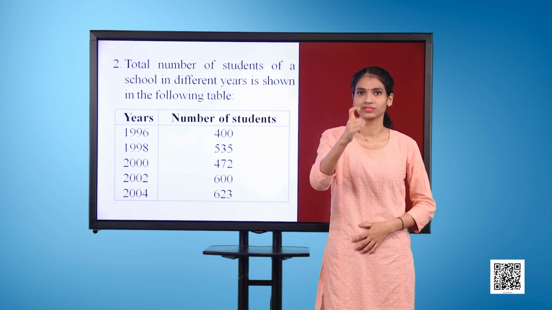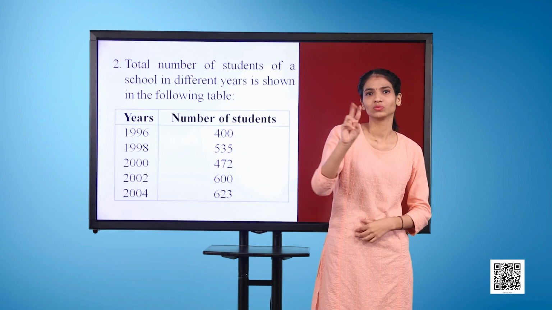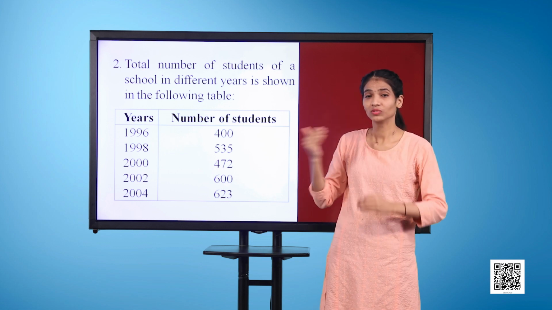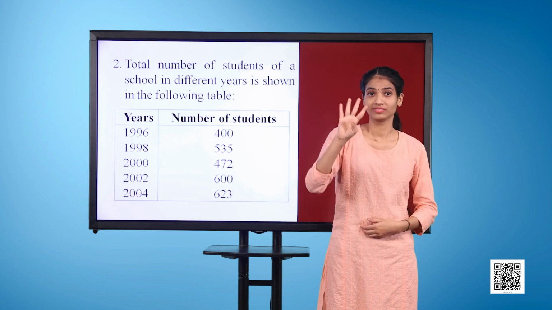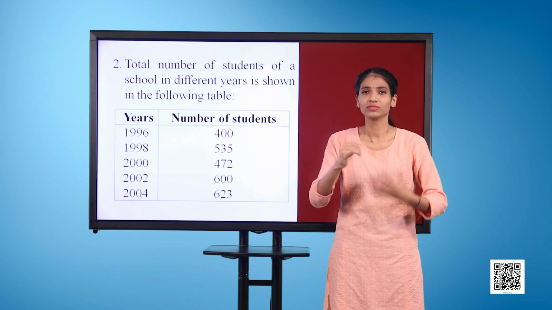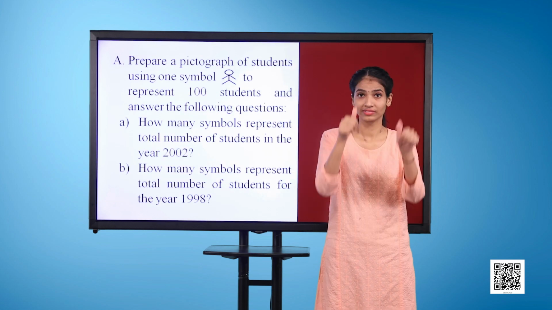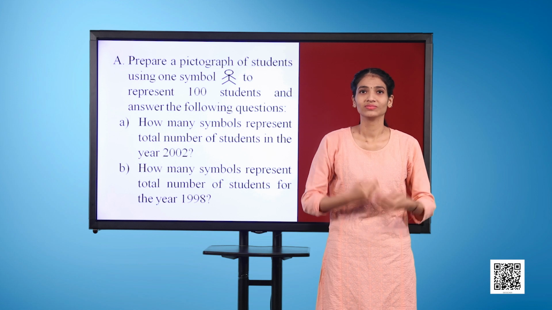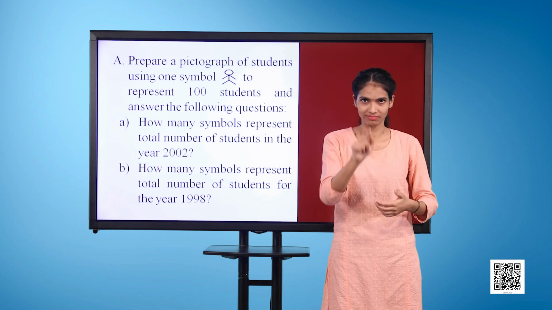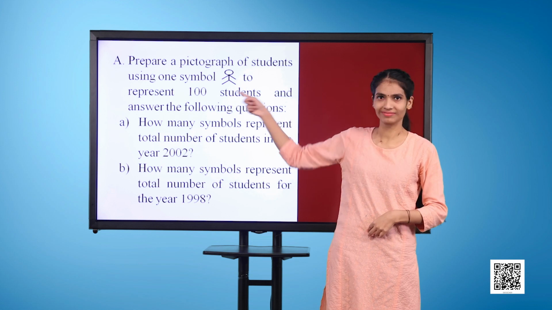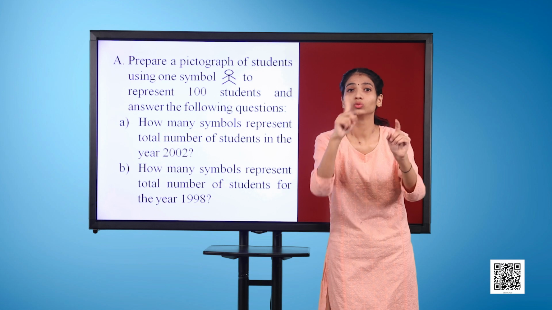472. 2002, 600. 2004, 623. A. Prepare a pictograph of students using one symbol to represent 100 students and answer the following questions.